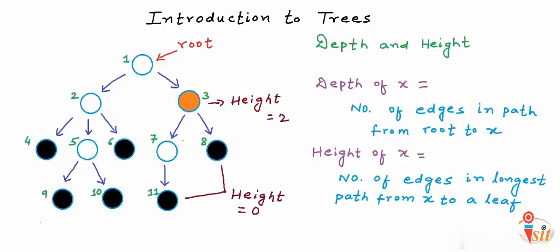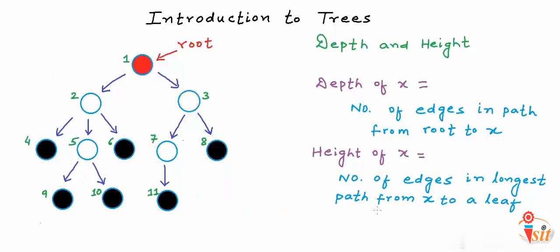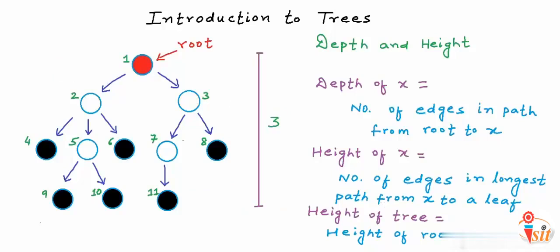So what will be the height of the root node in this tree? We can reach all the leaves from the root node. Number of edges in the longest path is 3. So height of the root node here is 3. We also define height of a tree. Height of a tree is defined as the height of the root node. Height of this tree that I'm showing here is 3. Height and depth are different properties, and height and depth of a node may or may not be the same. We often confuse between the two.